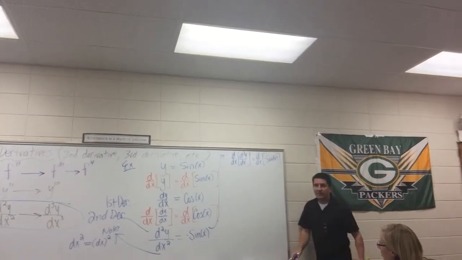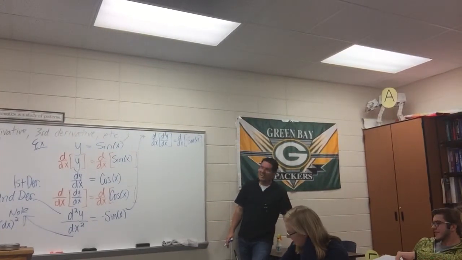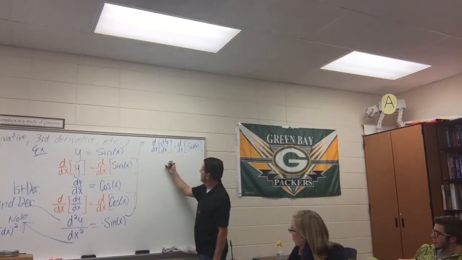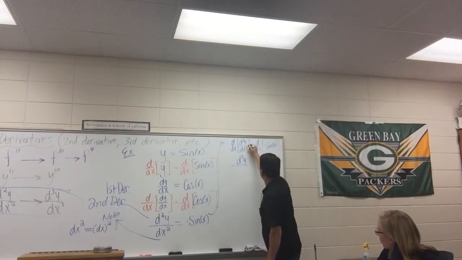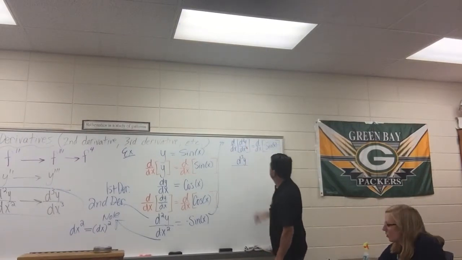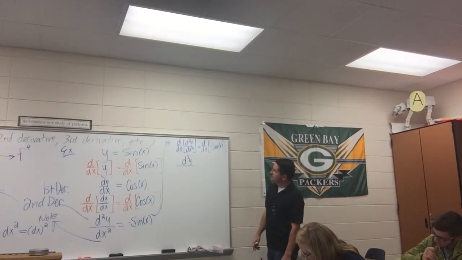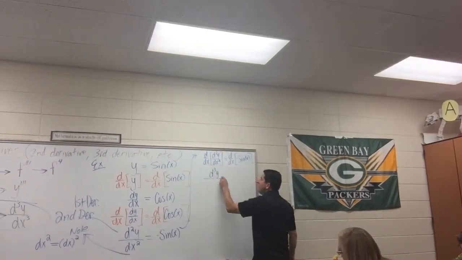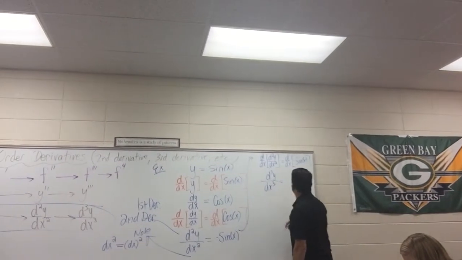Okay. Do you see now how it's d times d squared? So that's where it becomes d cubed. Shouldn't the bottom be dx squared? Oh yeah, right here. Put the little 2 right here. See, what would I do without you guys? So it's d cubed y over dx cubed.